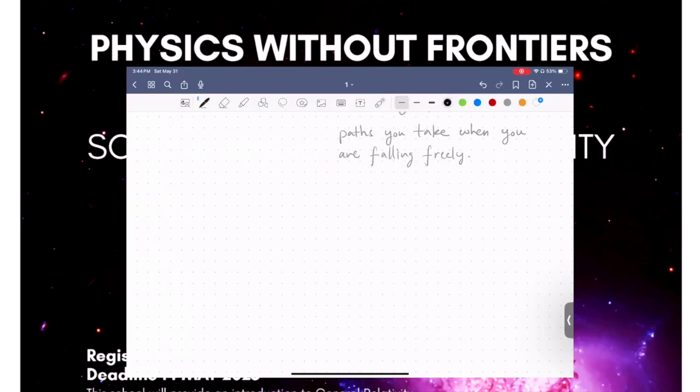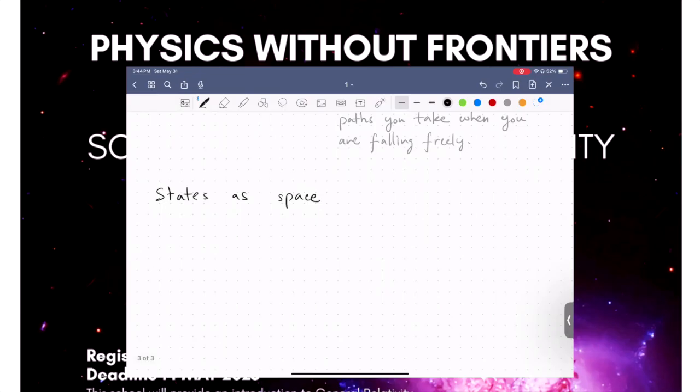we can think of states as space. So let's say we are in four-dimensional spacetime, so our space is three-dimensional. So your state is going to be your three-dimensional space. Okay, it's hard to draw three-dimensional space and then drag it, so I'm going to draw a two-dimensional space. So something like a sheet of paper.